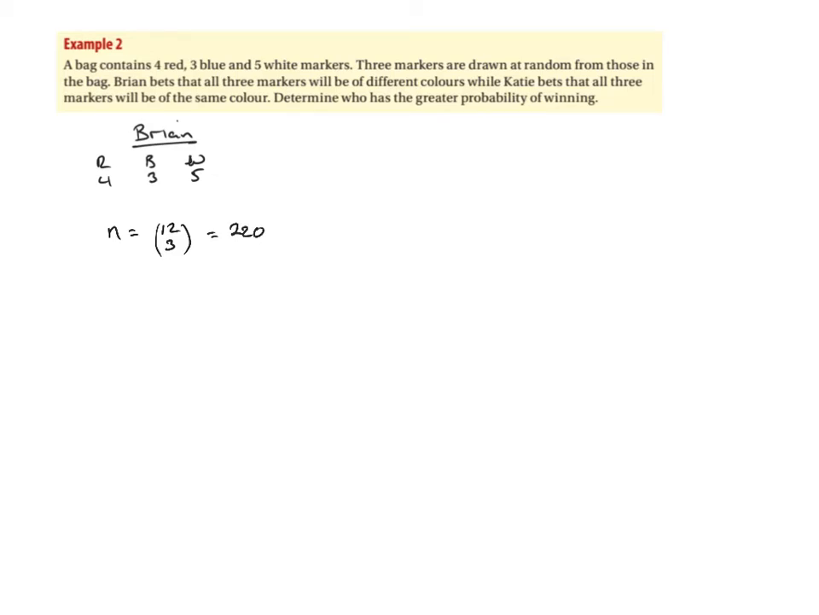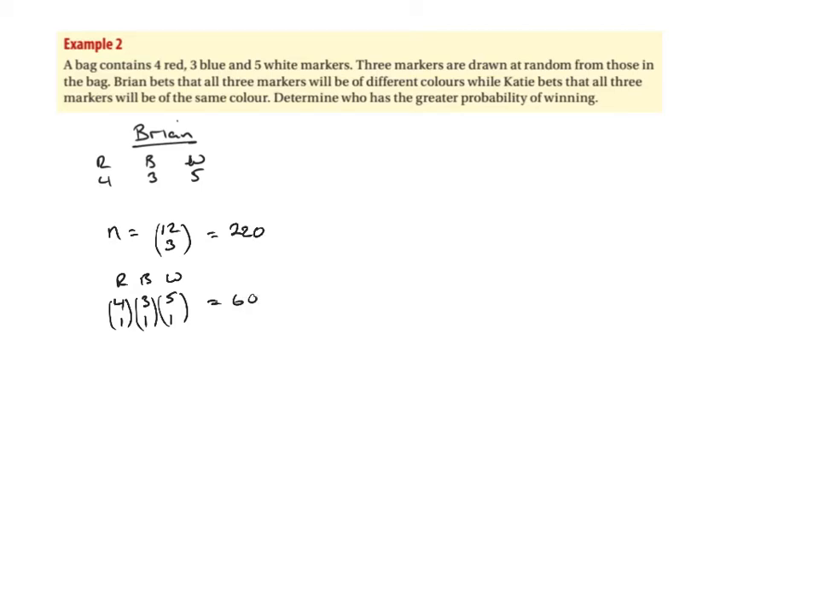The next thing we need to do for Brian is work out how many different ways we can choose it so that we get 1 marker from each one, okay? And that shouldn't be too difficult. So we look at the red, we look at the blue, we look at the white, and you can see here we have 4 to choose from, but we need one of those red ones. We need 4 choose 1. For the blue, there's 3 of those counters, and we need to choose 1. And for the white, we need 1 from the 5 that we have in the bag. If we do that, guys, we get 4 times 3 times 5, which is equal to 60.